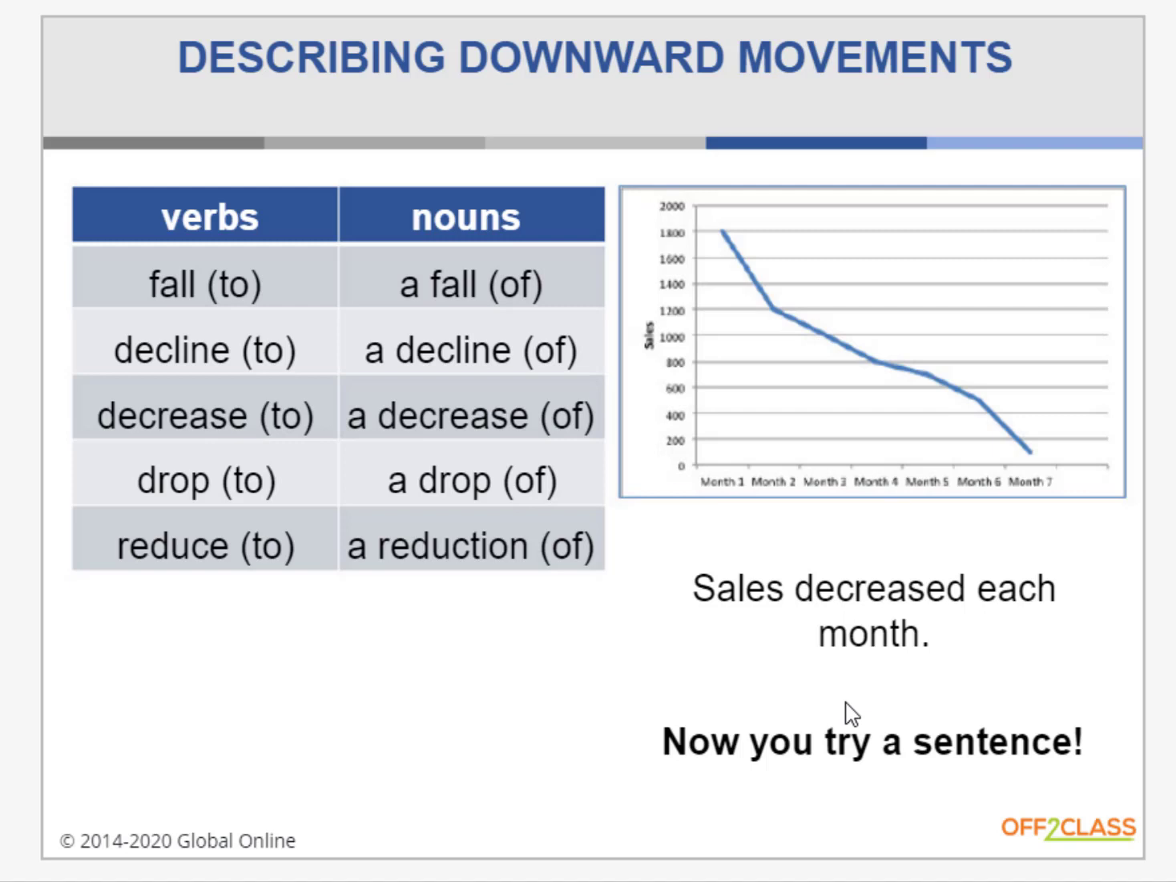Now I'd like you to try a sentence. Using one of these words, tell me what's going on here. What's going on with this data? Just do the best you can. You can see it's sales, number of sales, and over time, like month 1, month 2. So how would you describe this downward movement of the chart?